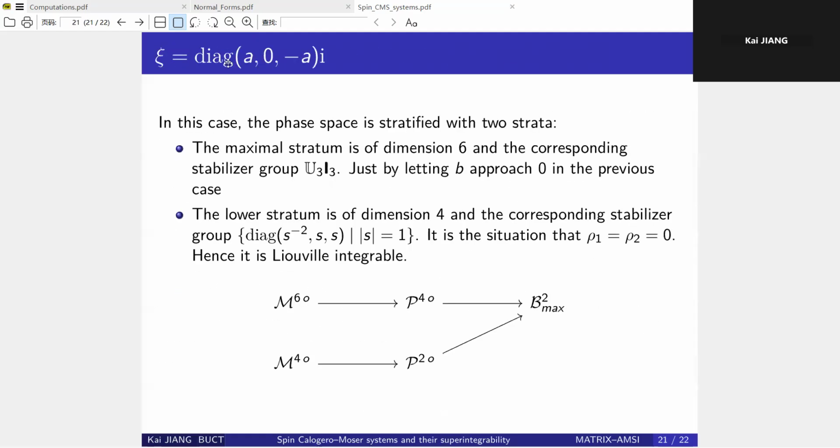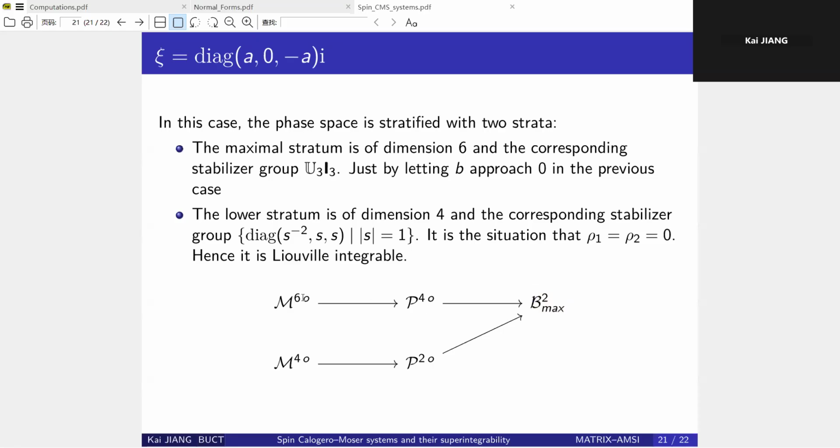Here, in SU3, this is a special case. In SU3, we choose a special orbit or a special point. This is A0 minus A. This is our orbit passing through this C. So we have two strata on the phase space. And in the middle, we construct two Poisson spaces. And the last space is just one manifold, just one stratum.